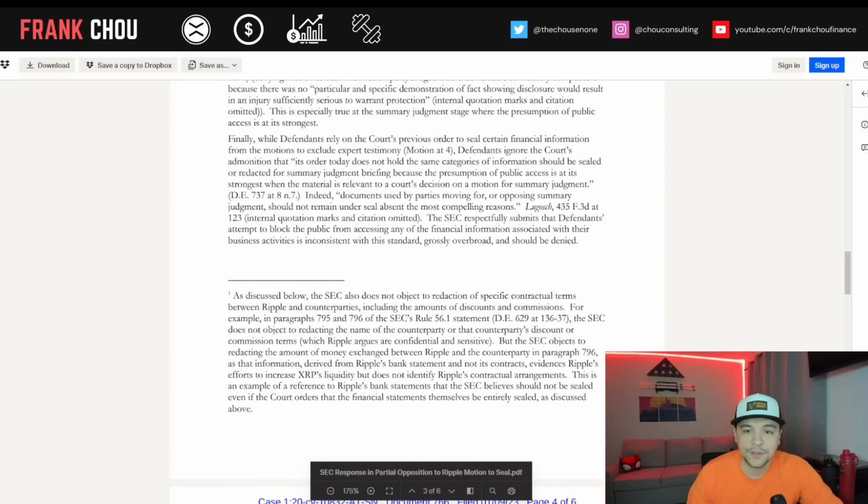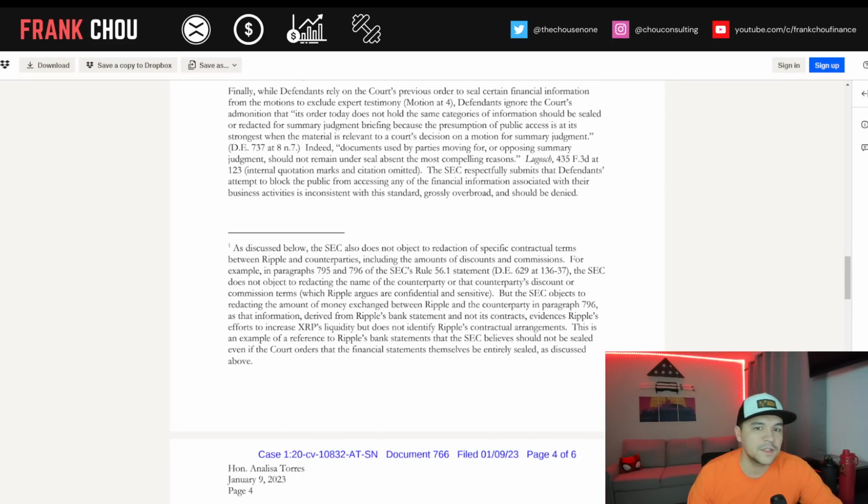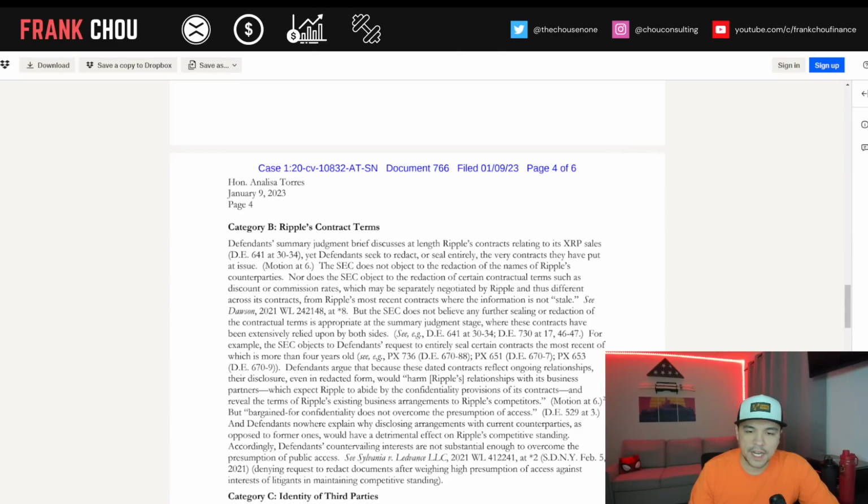And finally, they argue while defendants rely on the court's previous order to seal certain financial information, defendants ignore the court's admonition that its, quote, order today does not hold the same categories of information should be sealed or redacted for summary judgment briefing because the presumption of public access is at its strongest when the material is relevant to a court's decision on a motion for summary judgment. It's really interesting that they use the exact same quote from Judge Torres as Ripple did in their document to argue for disclosure. The SEC has fought disclosure on their own side, but is fighting vigorously here for disclosure on the Ripple side. Let's run through the next ones quickly.